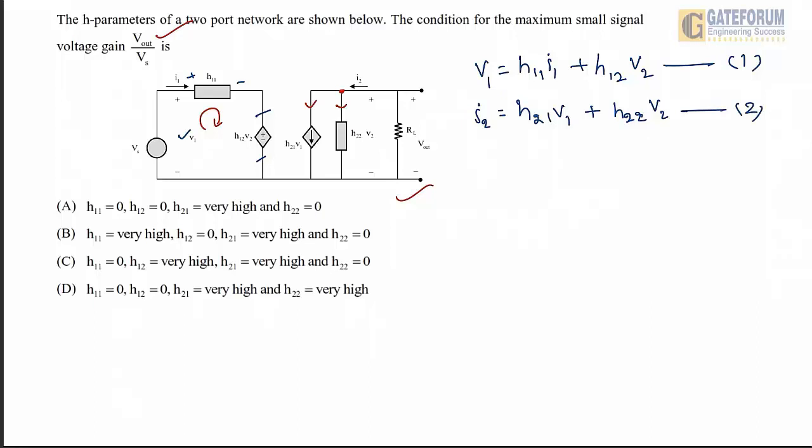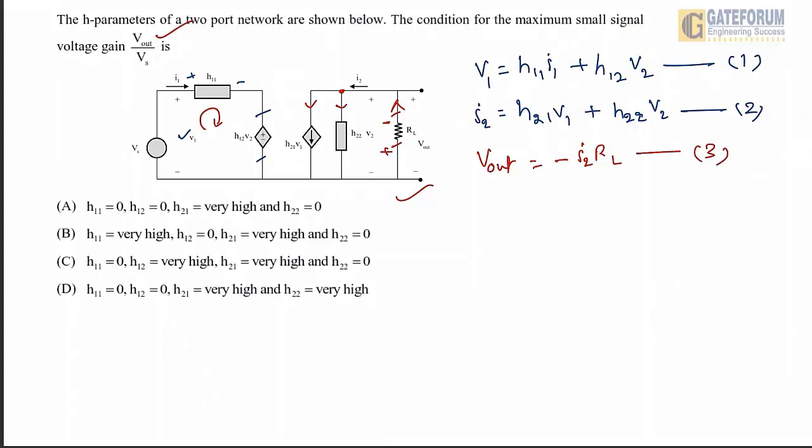Now we need to find this V out. The output voltage will be the voltage across RL, and I2 is passing through this RL. If I2 is passing from this side, this will be plus here and this will be minus. So with reference to V out, their polarity across the RL is opposite. So we can write V2 or V out is equal to minus I2 into RL. Let's say this is equation number 3.